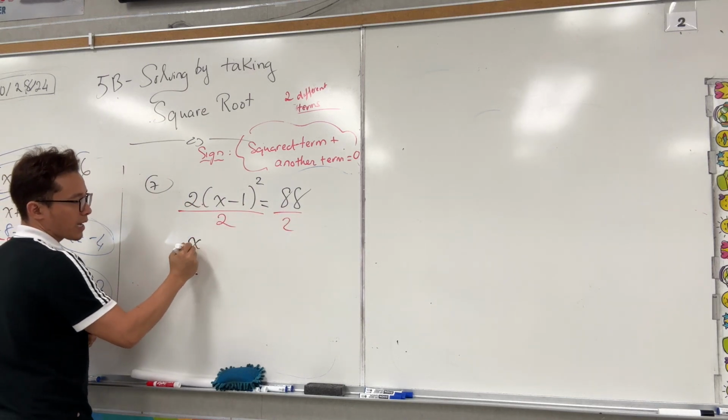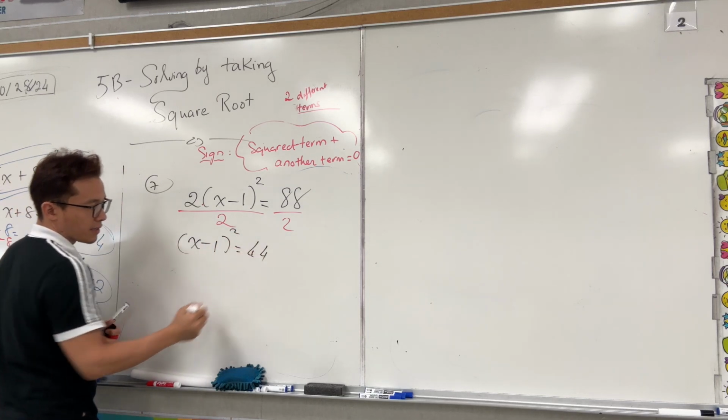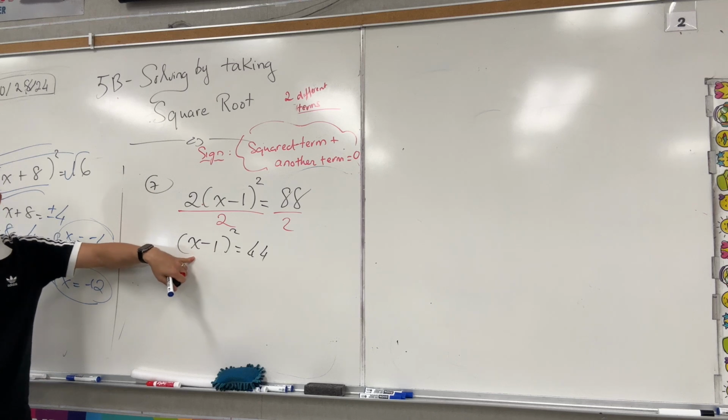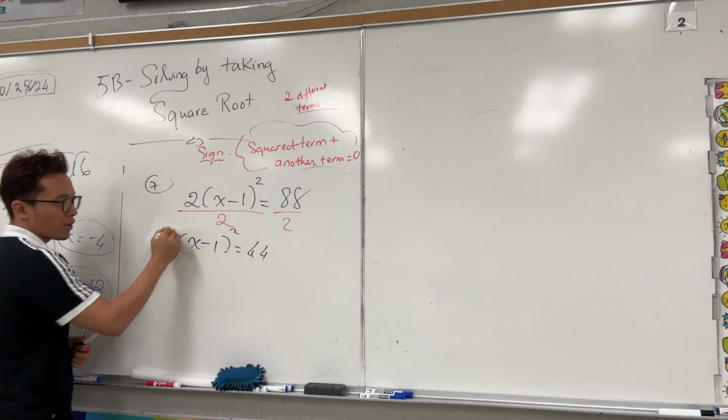So what I have is x minus 1 squared. What is 88 divided by 2? 44. 44, very good. Now, is the square term isolated by itself? Yes, it's only the square term now. After it's isolated, you need to take the square root to cancel the square.